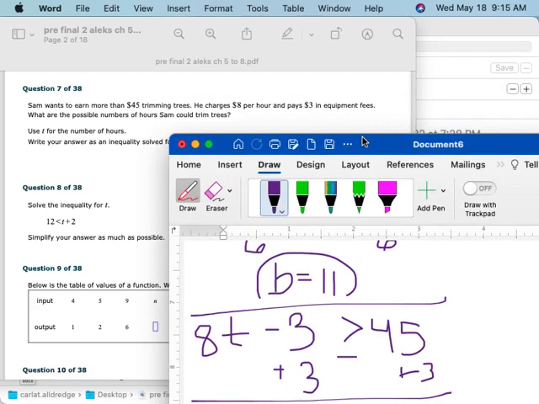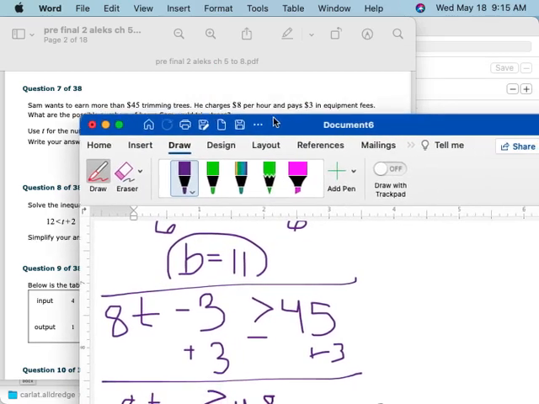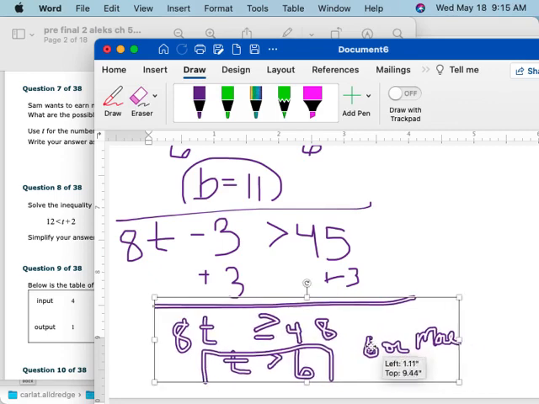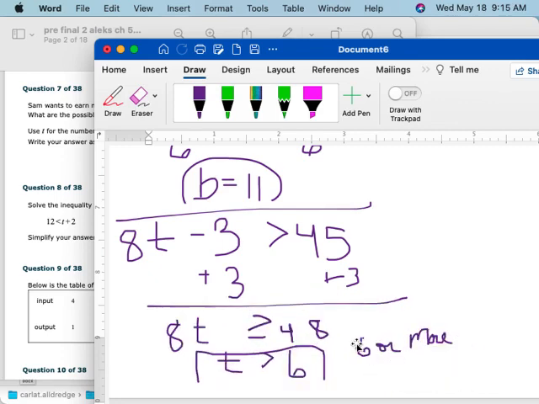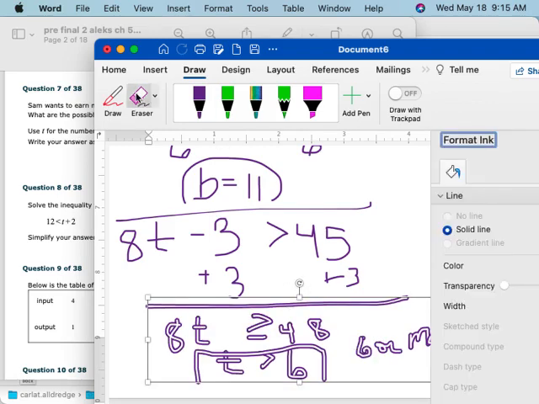Okay, so, you know what? I wrote the inequality wrong. It says more than. So we would not have an equal there. Everybody erase the equal there. So he cannot work 6 hours. He has to work more, ooh, look at that, that's pretty cool. He has to work more than 6 hours. So that's really weird.